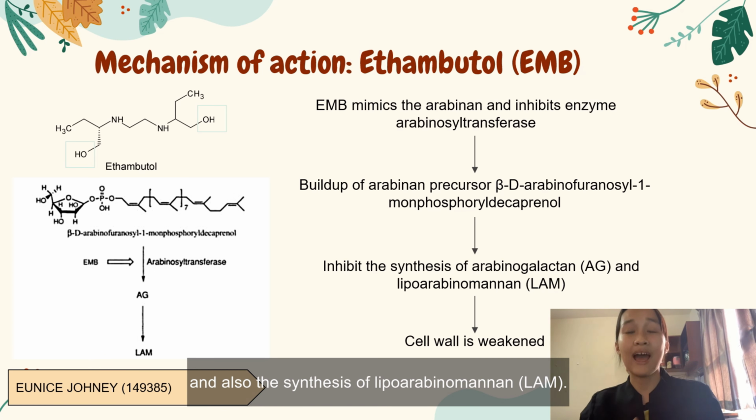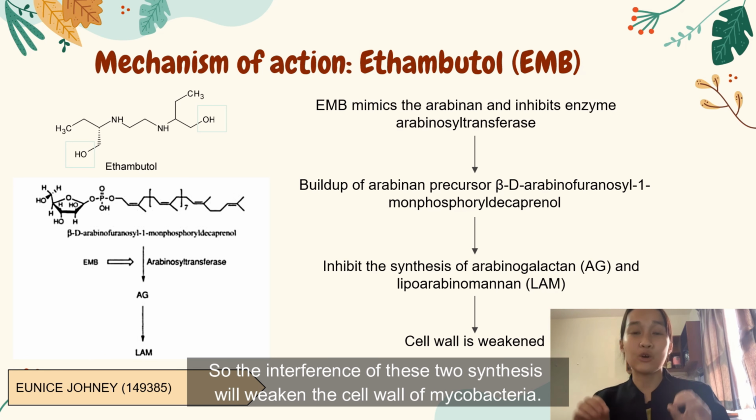lipoarabinomannan, LAM. AG and LAM are important components of the mycobacterial cell wall. So interference with the synthesis of these two will weaken the cell wall of the mycobacteria. Okay, for the next presentation, I'm going to pass to Shazana.